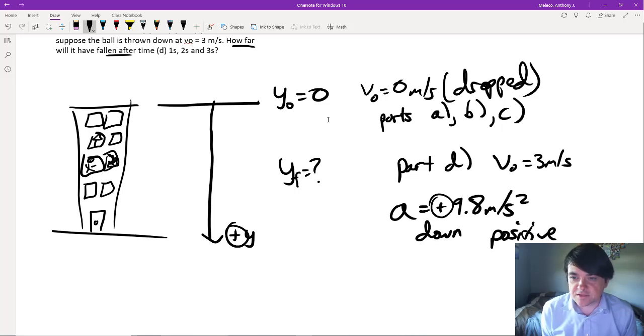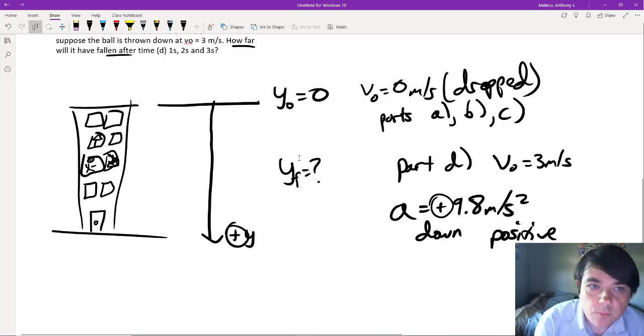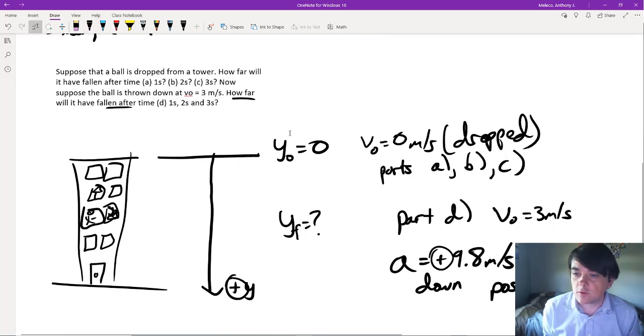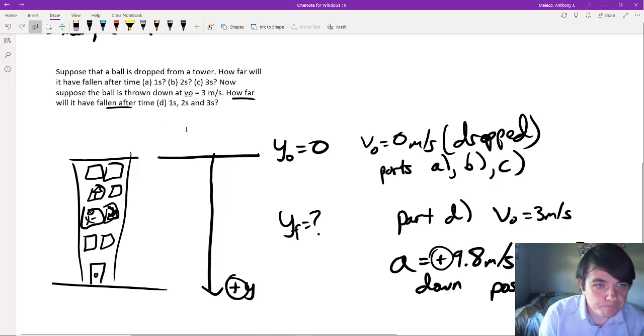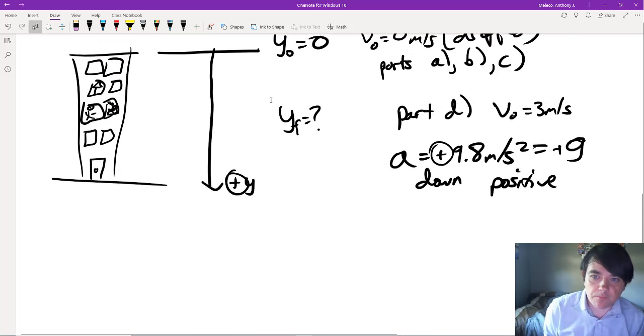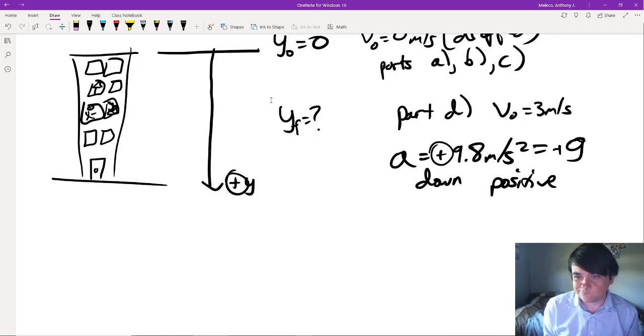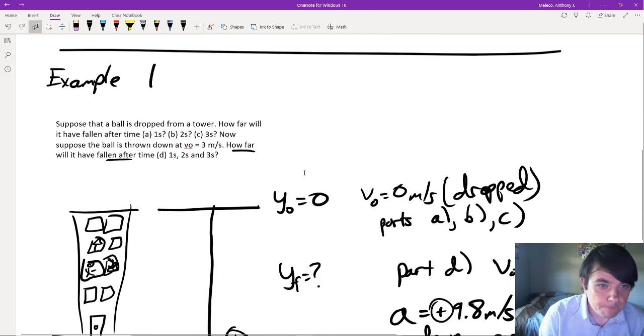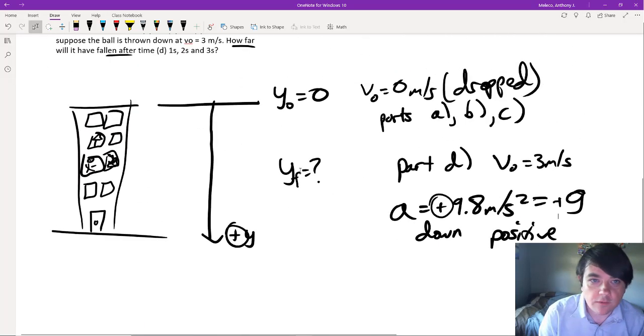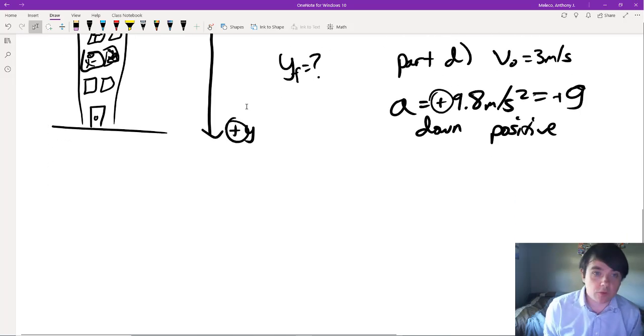And this value of 9.8 meters per second squared will be what we use for gravity always. So if you see the term g, g represents 9.8 meters per second squared. Some books will just round it to 10. I typically always use just 9.8. All right, so now we can go ahead and do knowns and unknowns.